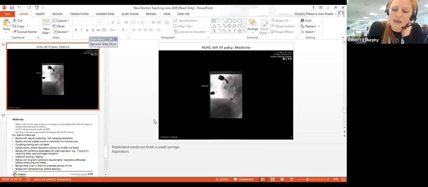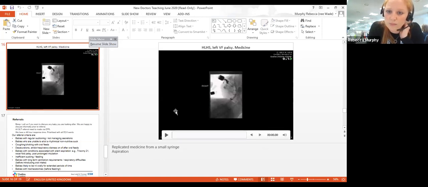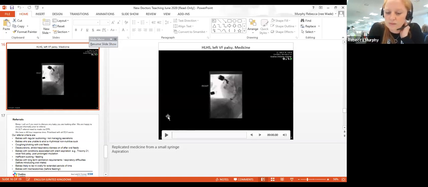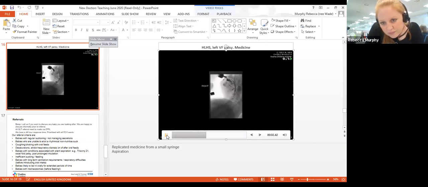So this one is a baby that had hypoplastic left heart, and they had left vocal cord palsy. And what we did is we tried to replicate the medicine given from a syringe. So baby was having medicine from a syringe, and we tried to replicate that in the video fluoroscopy to see whether or not they were going to aspirate the medicine. And as you can see, they do aspirate the medicine a little bit there. It's really difficult to see, and I'm really sorry.